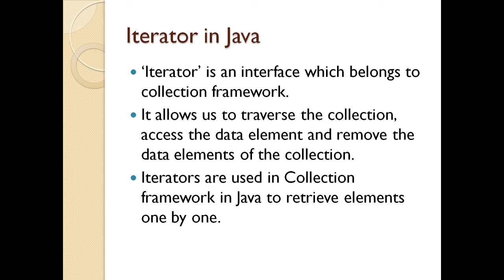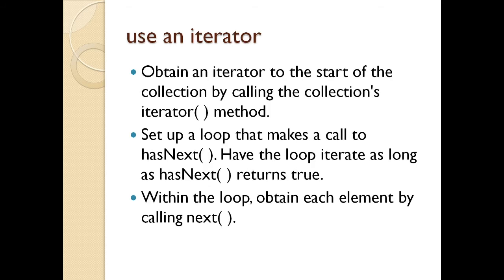Now, how do you use an iterator? We obtain an iterator to the start of the collection by calling the collection's iterator method. So you have an Iterator class and you have an iterator method. It sets up a loop that makes a call to hasNext. Have the loop iterate as long as hasNext returns true. So the loop will iterate till the collection has elements in it. When the hasNext condition returns false, the iterator will come out of the loop. Now within the loop, obtain each element by calling the next method. So it finds an element, you want to display it, you call the next method. So the iterator goes to the next element in the collection.